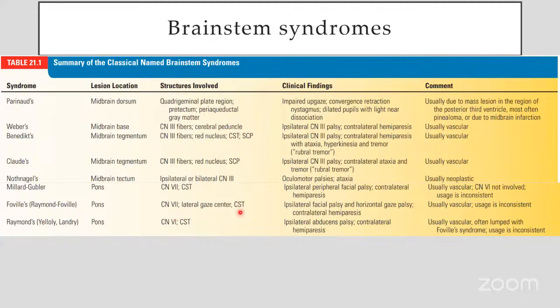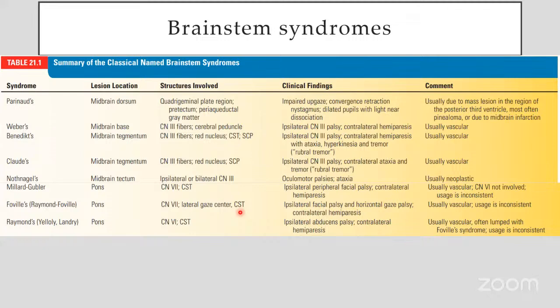Nothnagel syndrome is the lesion of dorsal midbrain tectum. It has either ipsilateral or bilateral third cranial nerve involvement without any involvement of the other structures, or minimal involvement of the superior cerebellar peduncle. This results in third cranial nerve palsy and ipsilateral ataxia.